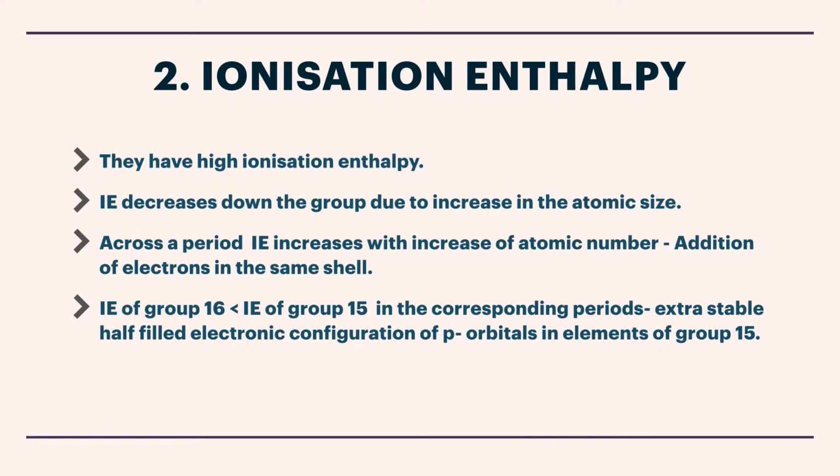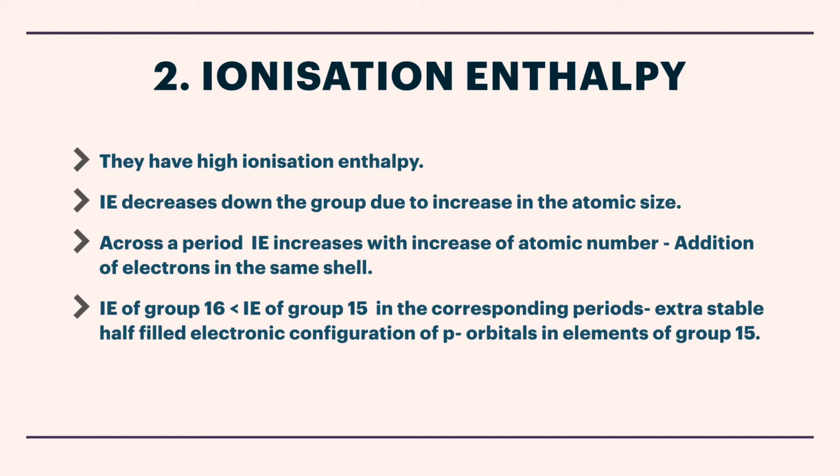Now last one, the ionization enthalpy of group 16 is less than the ionization enthalpy of group 15. As we have seen, across the period the ionization enthalpy should increase, but over here group 16 is having less ionization enthalpy as compared to group 15. Now what is the reason behind this? Because of the extra stable half filled electronic configuration of p orbitals in elements of group 15.